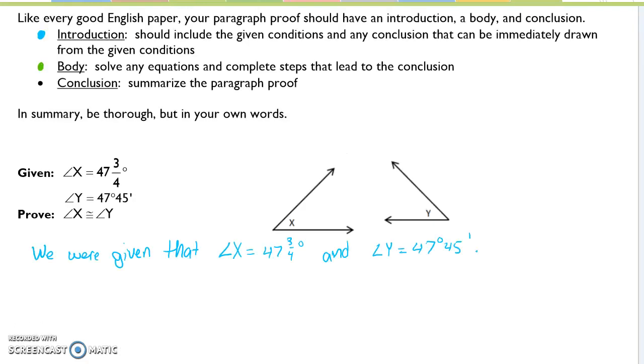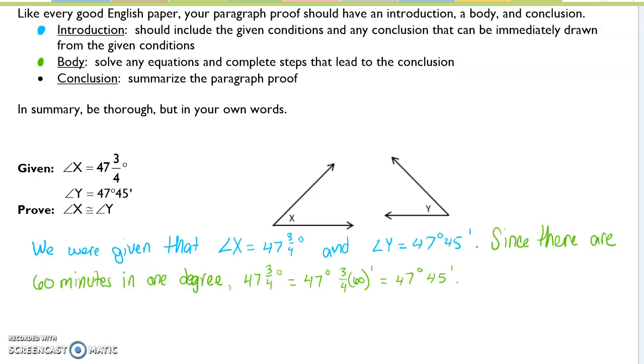In this case, our introduction can be just one sentence. Sometimes it might be a second or third sentence, but in this case, just a quick introduction: this is what we were given. Then we can get into the body of the proof. Again, in this quick example, the body is just one sentence, and it's how we are going to connect these two things. Since there are 60 minutes in 1 degree, then 47 3/4 degrees is equal to 47 degrees and 3/4 of 60 minutes, which is 45, or 47 degrees and 45 minutes.